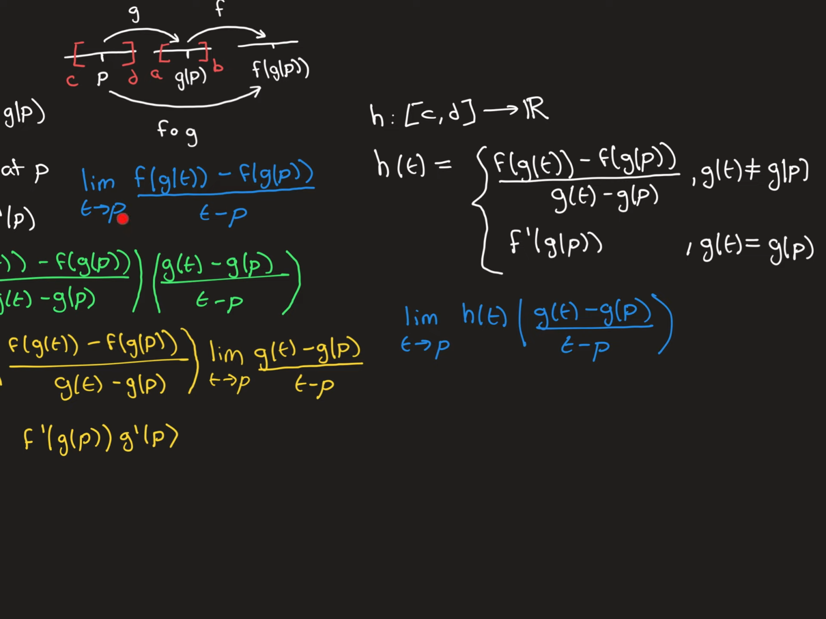So remember, we are trying to prove this limit exists. The limit as t approaches p of f of g of t minus f of g of p over t minus p, and that it equals the chain rule formula. Now, I claim that this thing inside the limit here is the same thing as this over here, and therefore that this limit is the same as this limit. So the limit as t approaches p of h of t times this thing here, g of t minus g of p over t minus p.